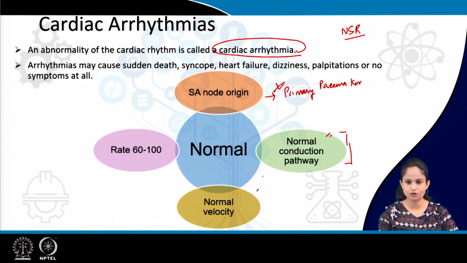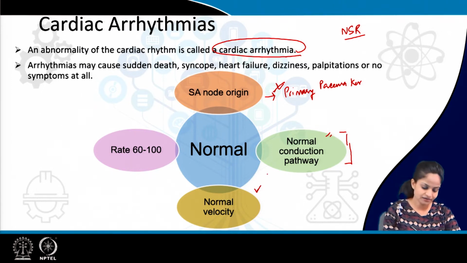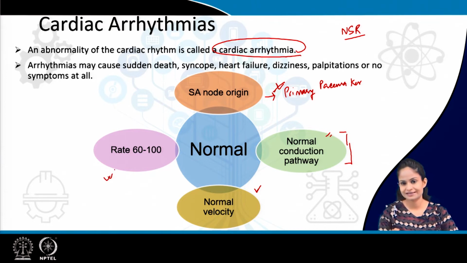Then it should have a normal velocity. For example, the AV nodal delay is of particular importance, and we know why it is very important. The AV node should have a slow conduction, and Purkinje fibers on the other hand have a faster conduction. So you can understand that if the reverse happens by any means, that becomes a pathological condition. Then there is the rate at which the impulse is generated. 60 to 100 beats per minute is usually the normal rate.